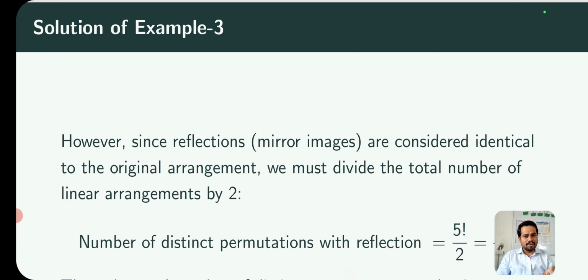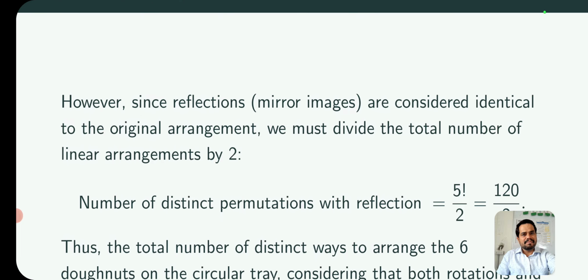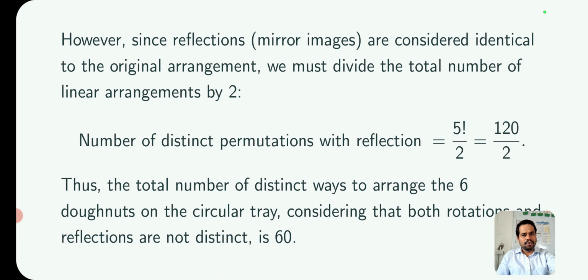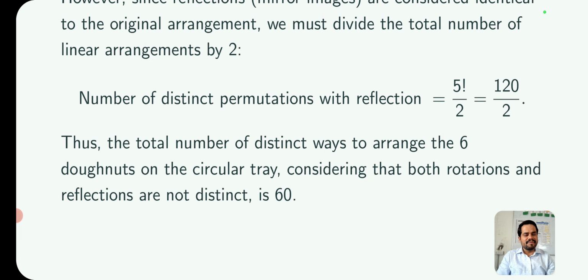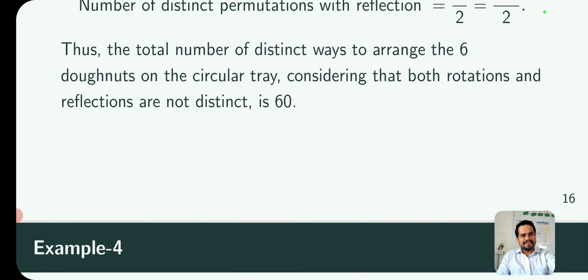Yes, there are 6 donuts. Out of these 6, one position we can fix. After that, there are 5 factorial linear permutations we can calculate for the remaining donuts. It is 5 factorial ways. But to avoid overcounting the reflections, the mirror images, we divide by 2. So thus the total number of distinct ways to arrange the 6 donuts on a circular tray under the condition that both rotation and reflection are not distinct is 60.